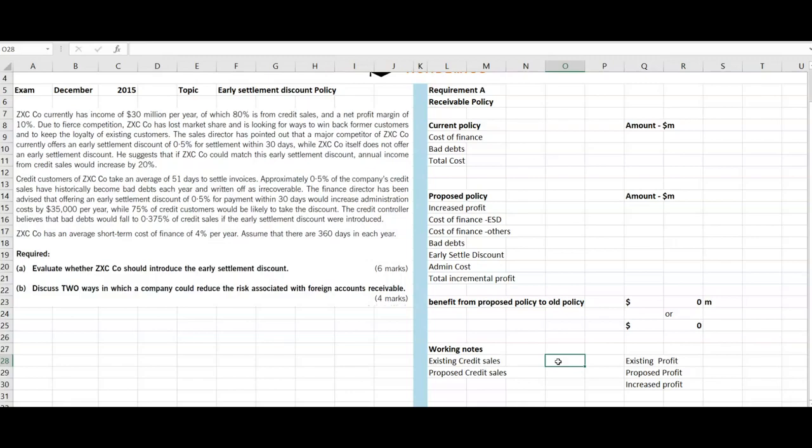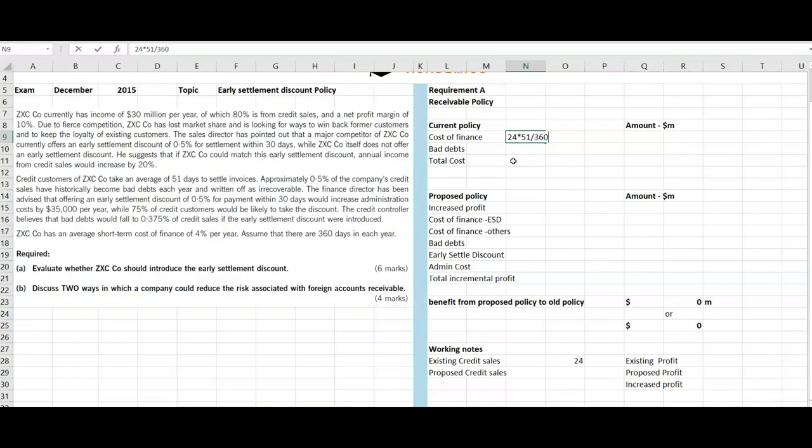The existing credit sales is 30 million into 80%. We need this number to find out our cost of finance. So how does the cost of finance work? We have 24 million of credit sales, and this is going to be in receivable terms. Receivables is going to be 51 days over 360 days in the year. So this will give our receivables.